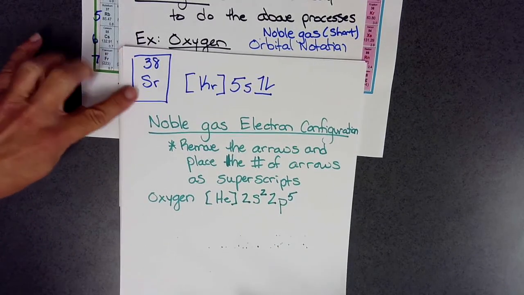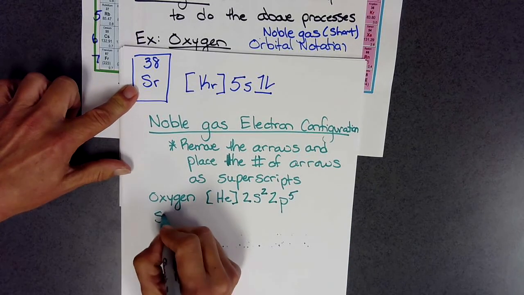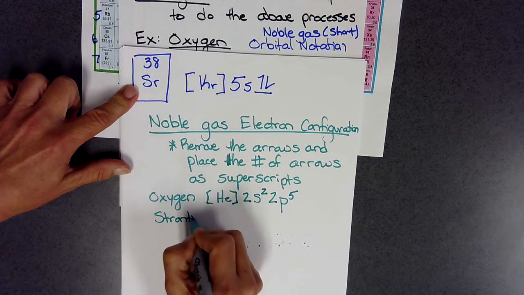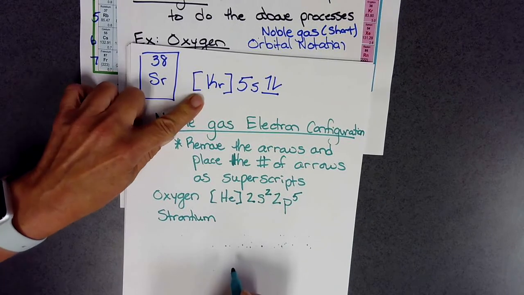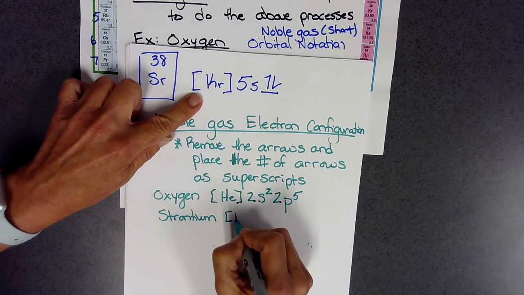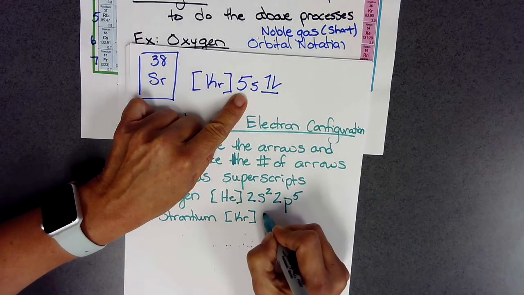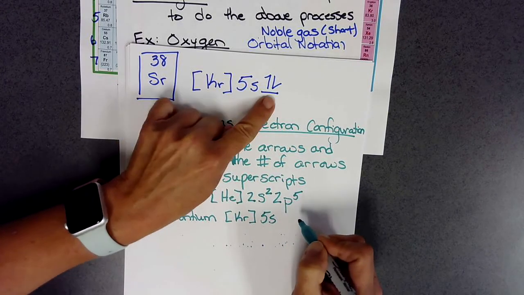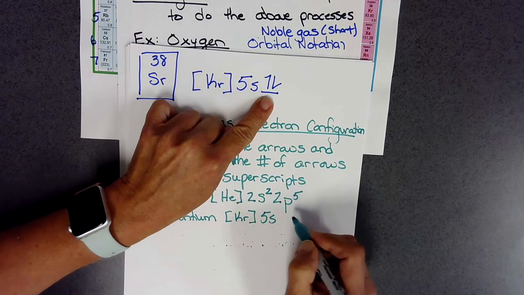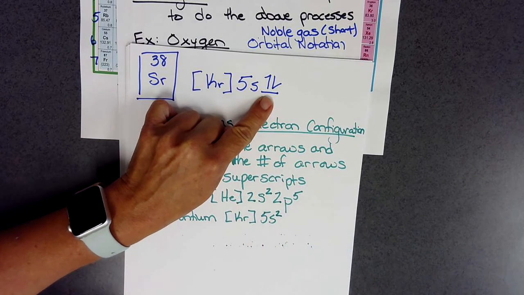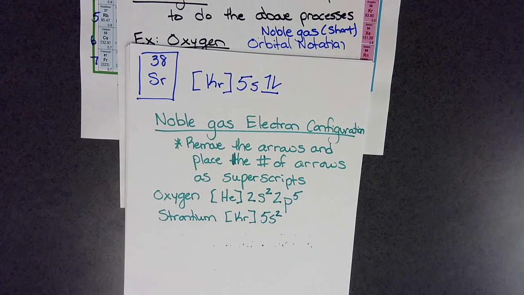If I look at strontium, again, I'm going to take my symbol krypton, and then we're just going to write what follows, which is 5s, and then remove the electrons as arrows and put it as a superscript, which in this case would be 2.